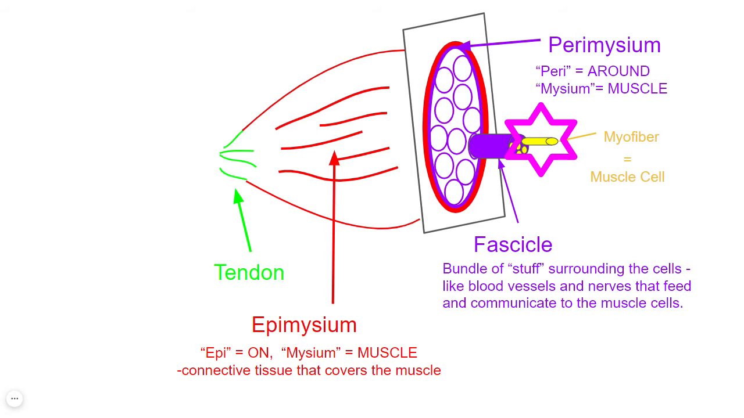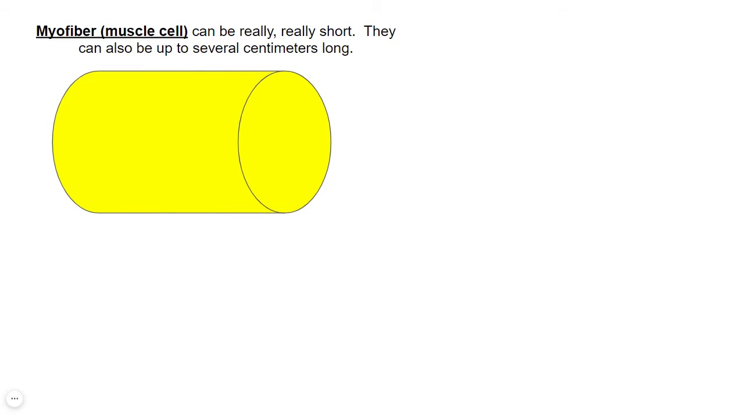Now, we're going to take that myofiber, that yellow tube, and we're going to zoom in on it. Now, myofibers can be really, really short, like teeny tiny, or they can also be several centimeters long, which is really big when you think about a cell. So these are kind of special cells for a number of reasons. The first here is these cells are covered in something called sarcolemma, which is sarco just means flesh. So that's like the covering for the cell. That's kind of the cell membrane.